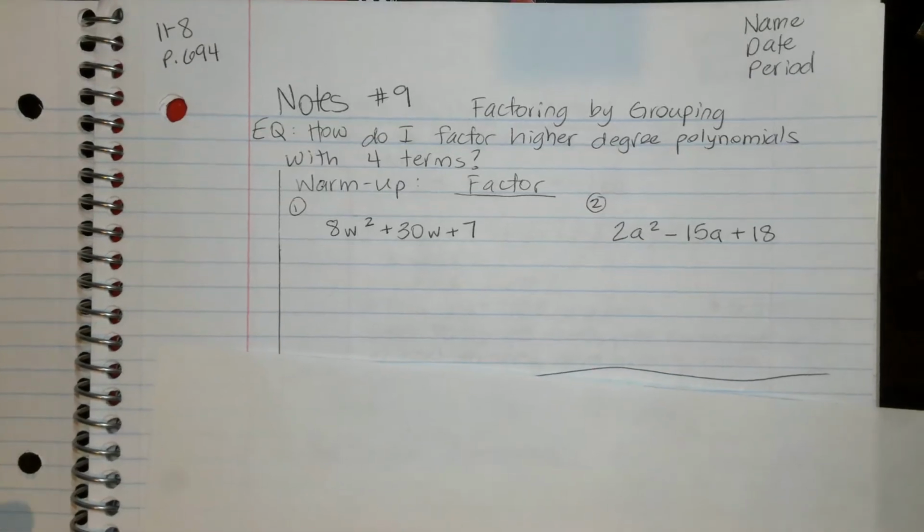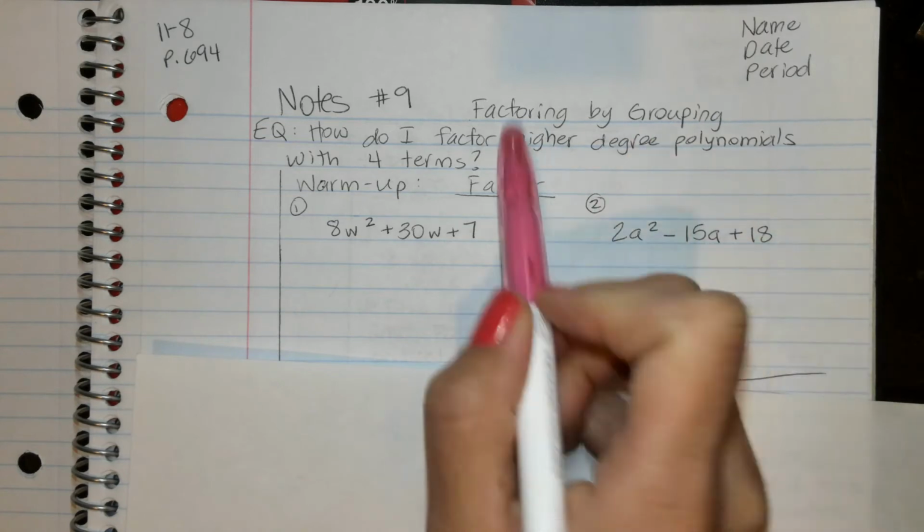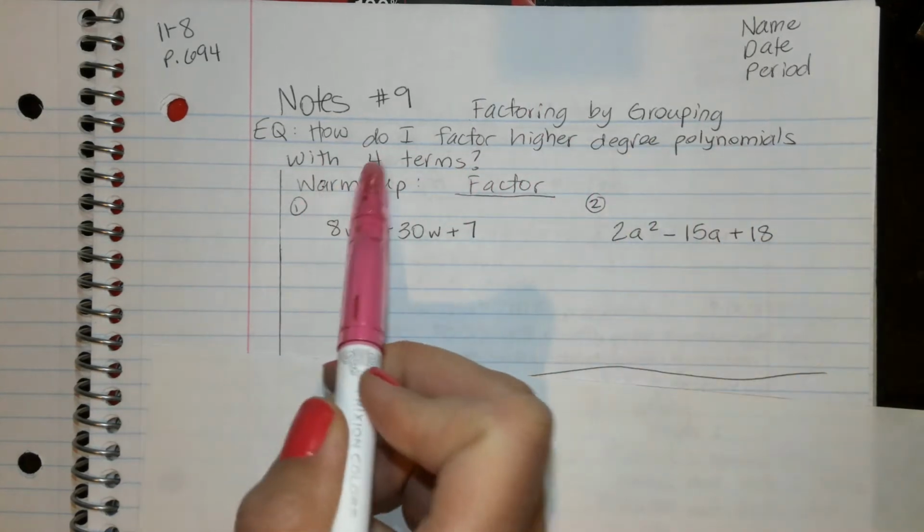These are notes number 9, your first notes for this week. We're going to learn factoring by grouping. Your essential question is, how do I factor higher degree polynomials with 4 terms?